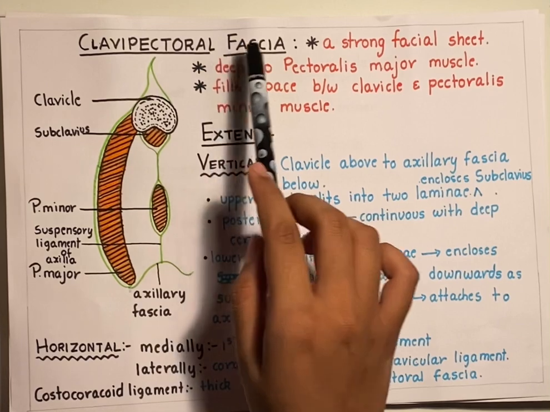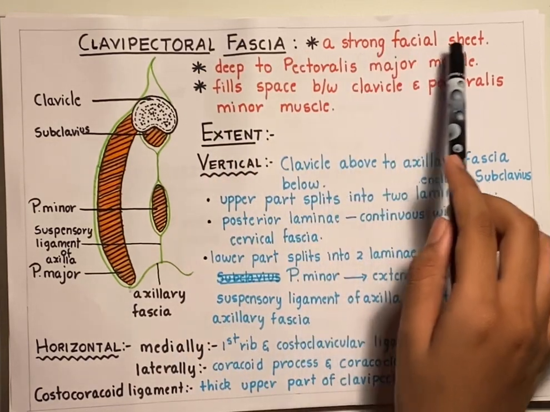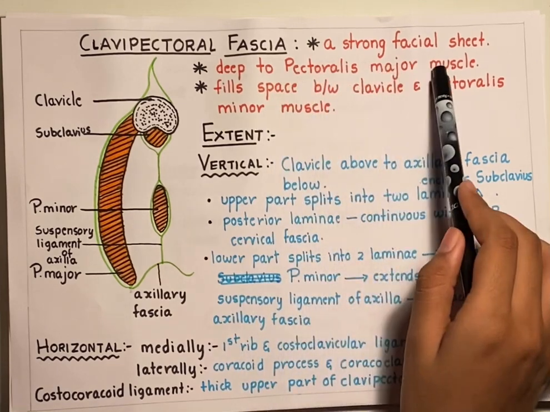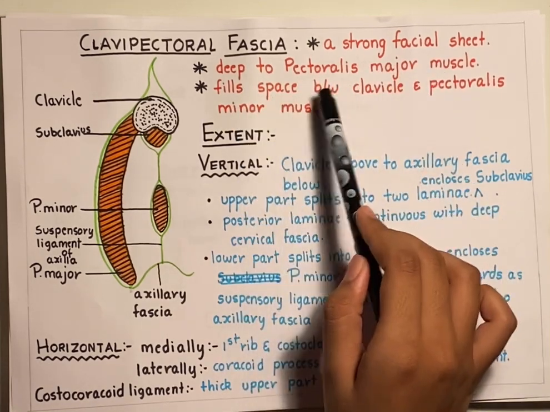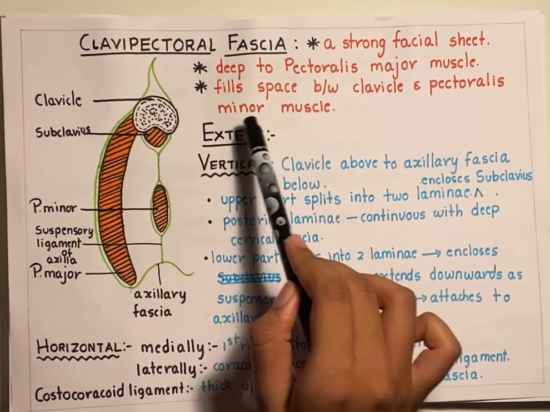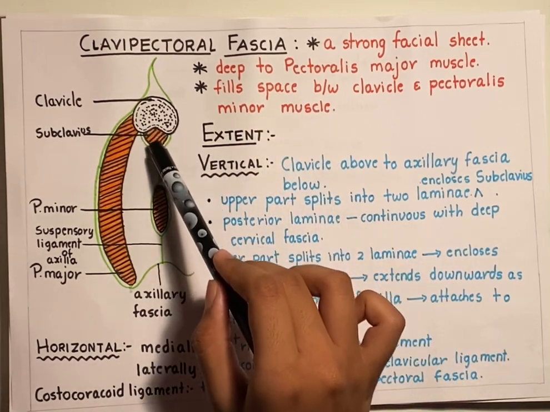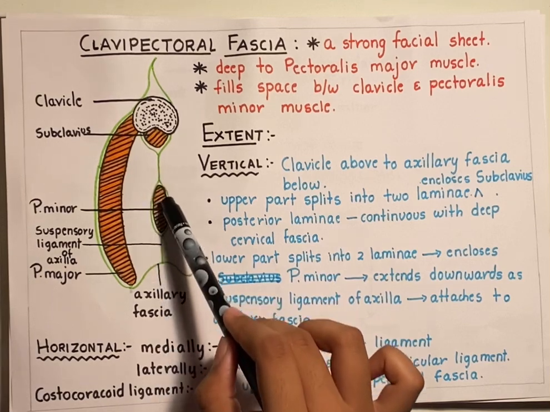The clavipectoral fascia is a strong fascial sheet located deep to the pectoralis major muscle. It fills the space between the clavicle and the pectoralis minor muscle.